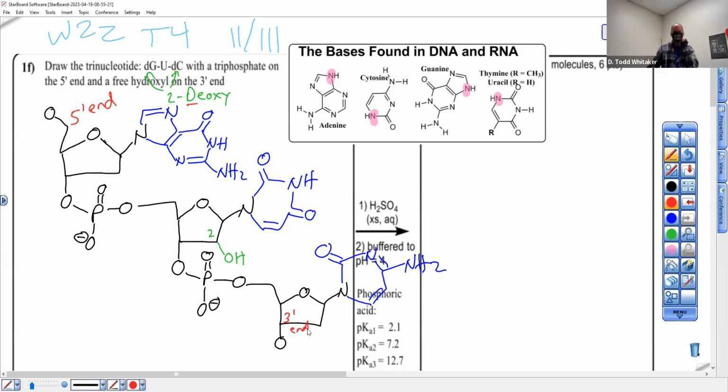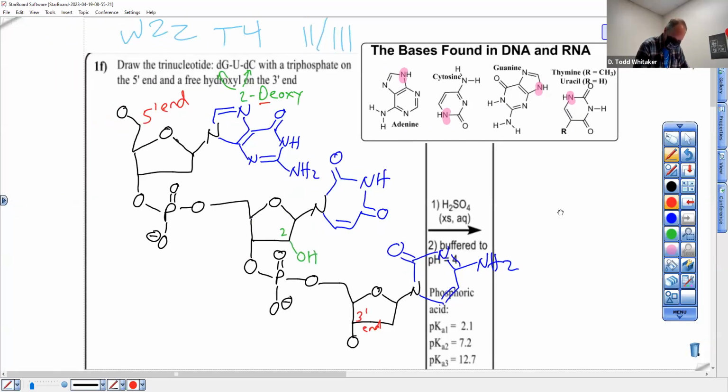Left to right. That's the convention is the word I was looking for. I need a triphosphate on the 5' end. Of course, I don't have enough room to draw a triphosphate. I am a spatially challenged person.